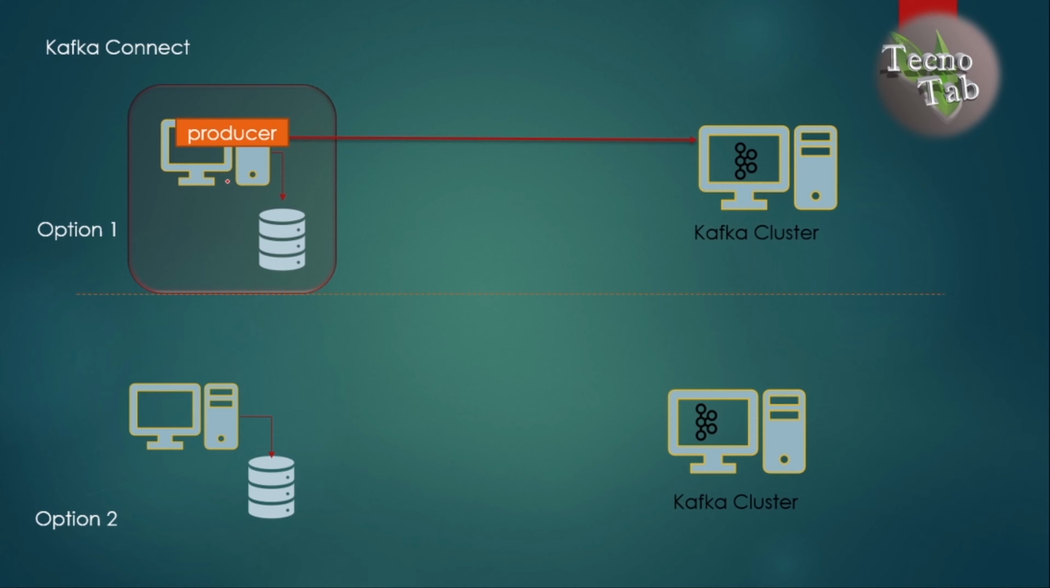So how do you do that? How do you transfer the data from this invoicing system to the Kafka cluster in that case? Well, you can create your own producer that will take the data from this invoicing system and then send it to the Kafka cluster. Both the options are good. You can evaluate and go with the best option that suits your business.